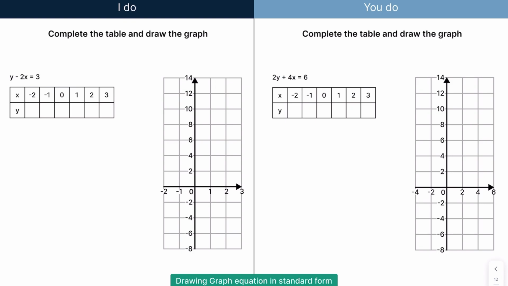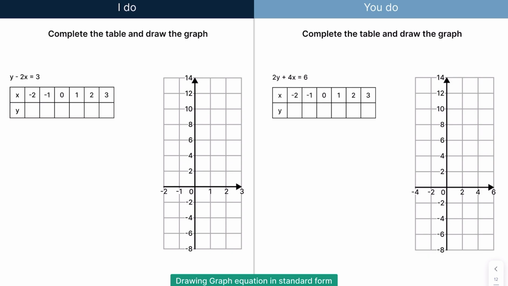So moving on, we have a table, a graph, and an equation. But notice this time, the equation is given in standard form, okay? Ideally, you want the equation as y is equal to something with the x on the right. Now, when you're not given that, you can rearrange this equation. If you know how to rearrange it, you can.